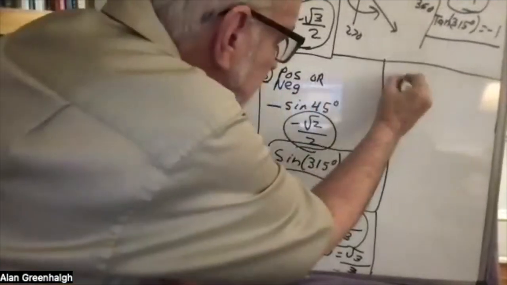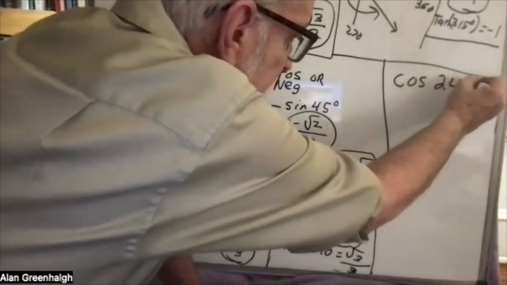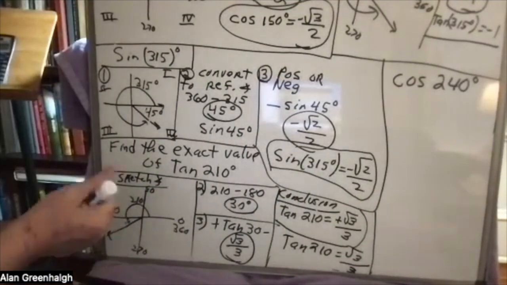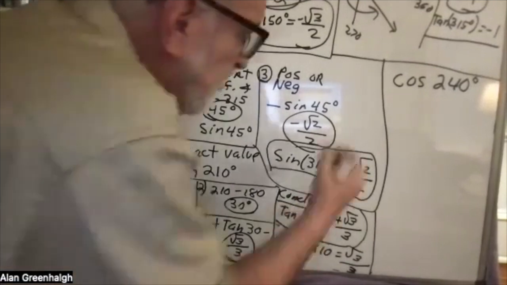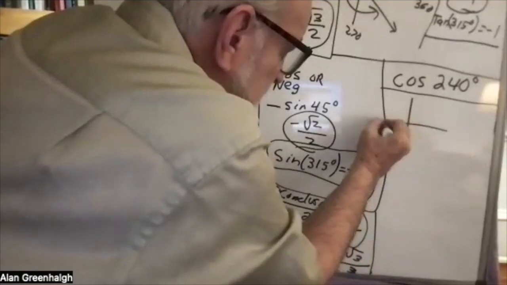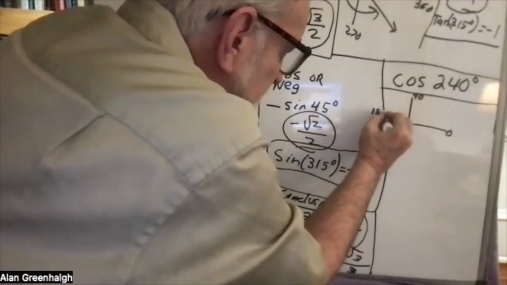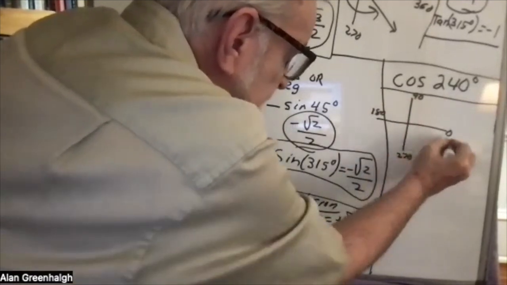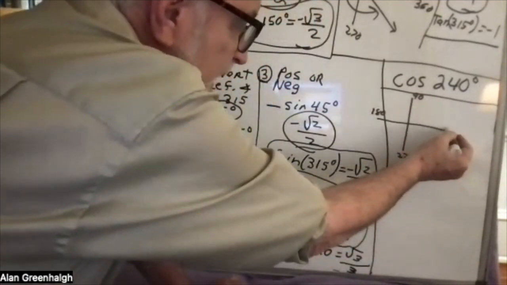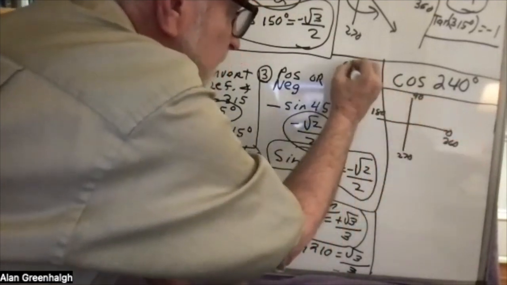So let's do the cosine of 240 degrees. Find the exact value of the cosine of 240 degrees. Okay, let's begin. Step one, draw it. Where is it? This is what sketching means. I should tell you what these are. I never did. When you get an angle that's right on the axes, these are called quadrantal angles.